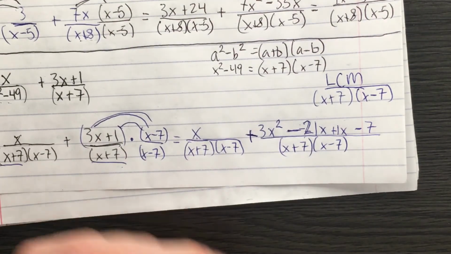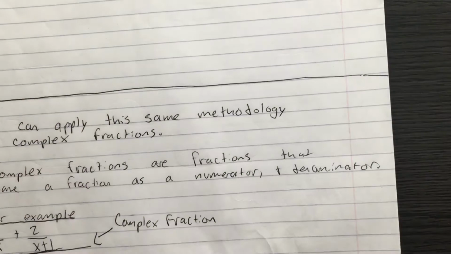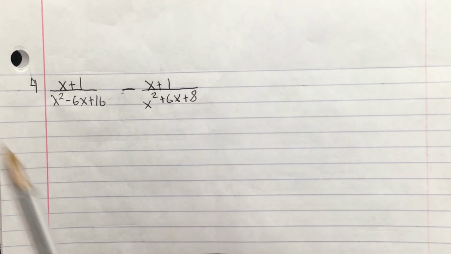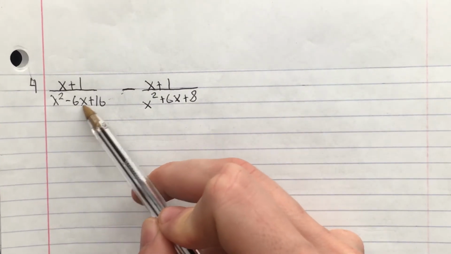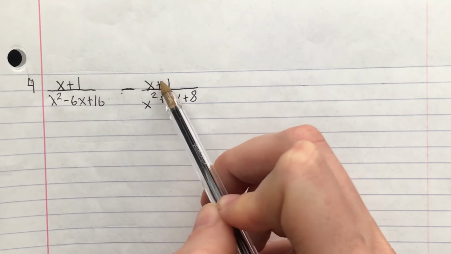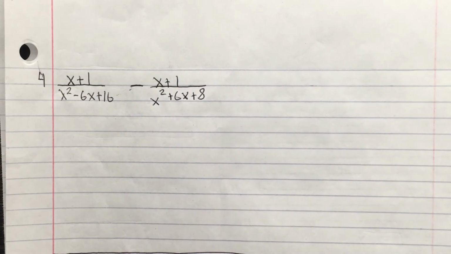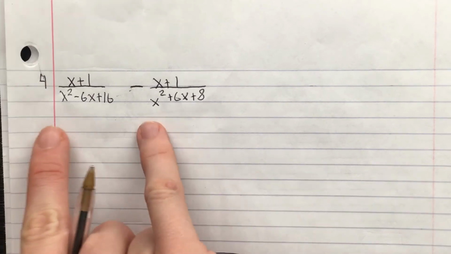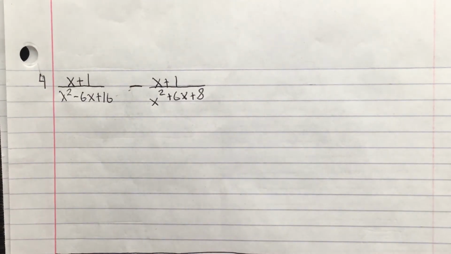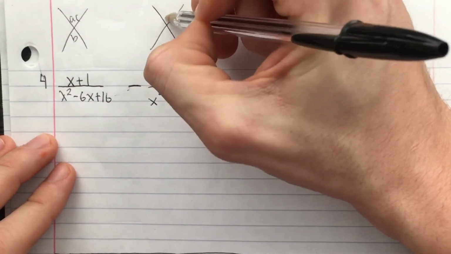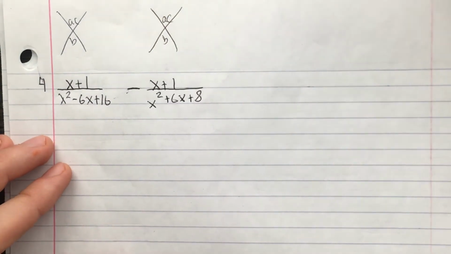So let's look at another example real quick. Here we've got x plus 1 divided by the quantity x squared minus 6x plus 16, minus x plus 1 divided by the quantity x squared plus 6x plus 8. Now our denominators are both trinomials with an x squared. We need to check to see if these are going to factor or not. So I'm going to set up the AC method for both of these real quick to see if we can find any factors that work.